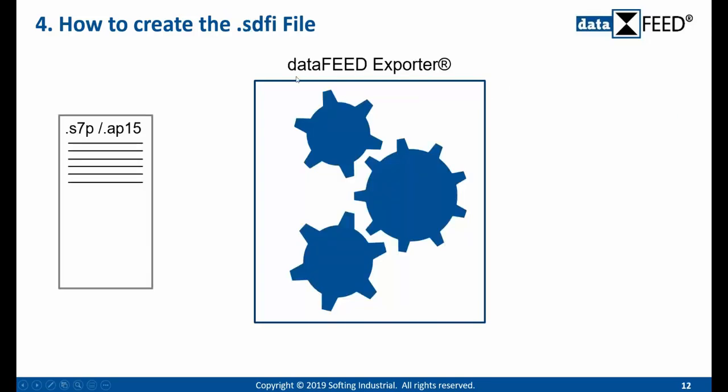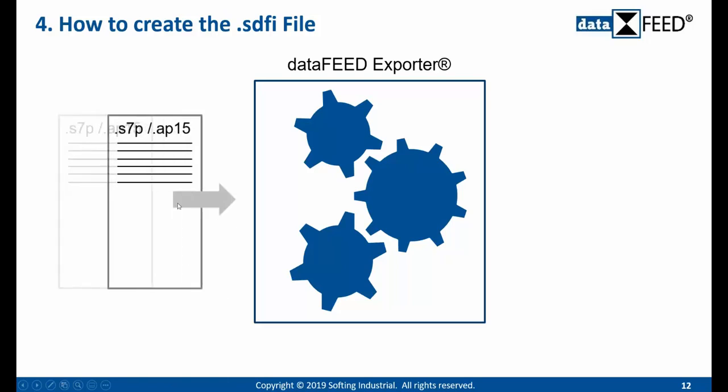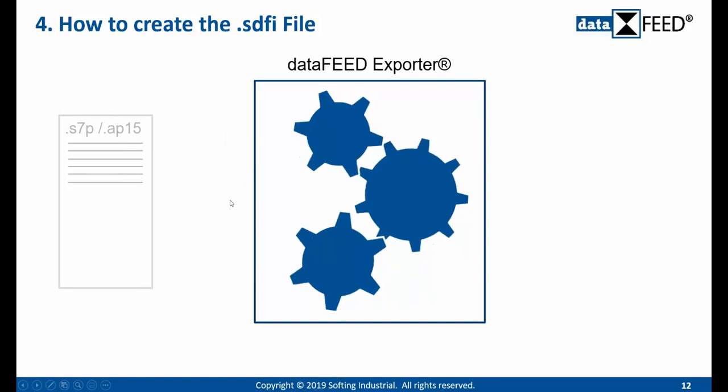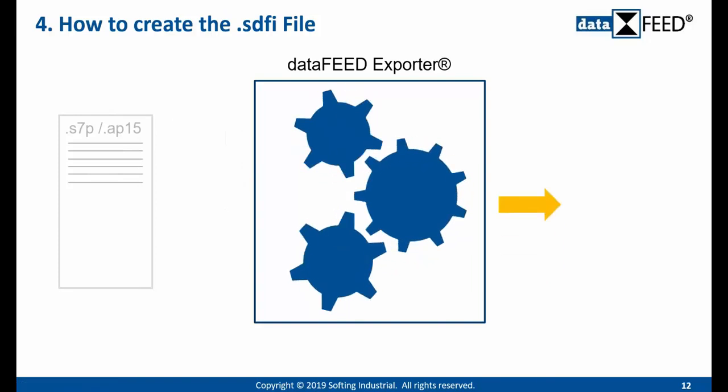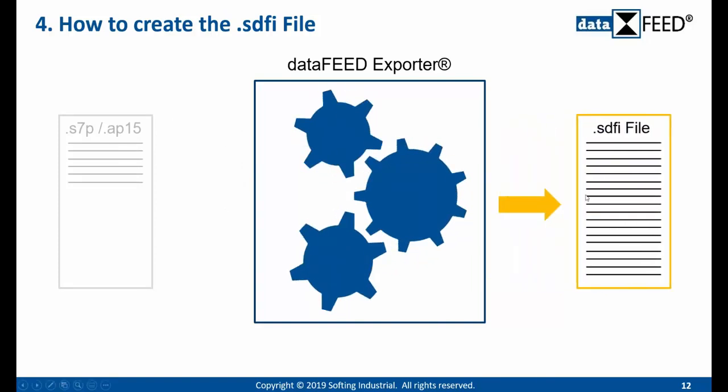Pretty much the same procedure needs to be done with the data feed exporter. This tool comes from Softing. It is free, downloaded via our web page. You have to import the S7 project, or also the TIA project, doesn't matter. Import the complete project and you tick some boxes and say, okay, I would like to see this variable, this variable, this variable, and what comes out is the .sdfi file, the file which we need to access the PLC part.